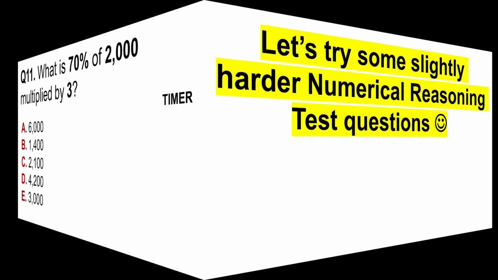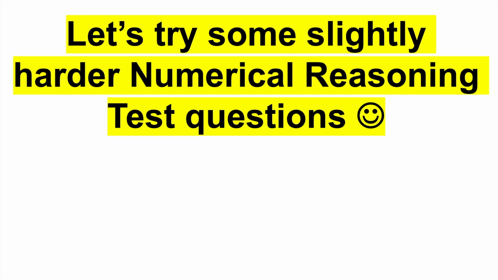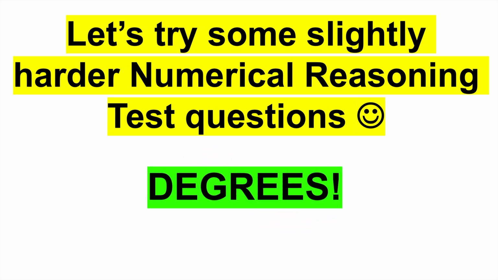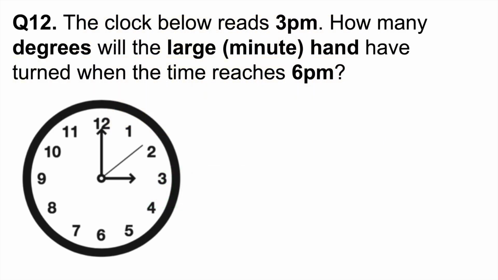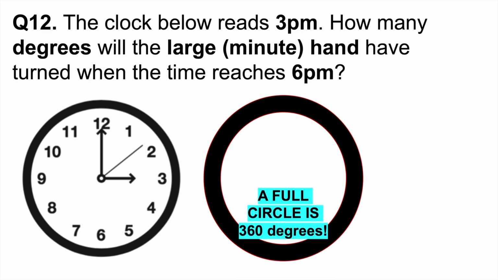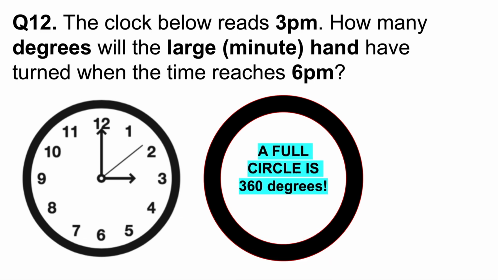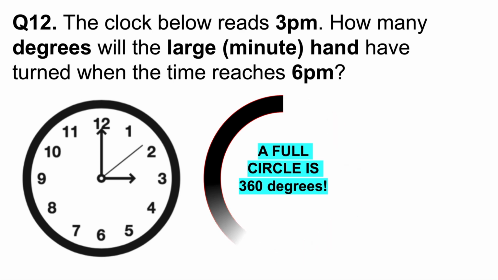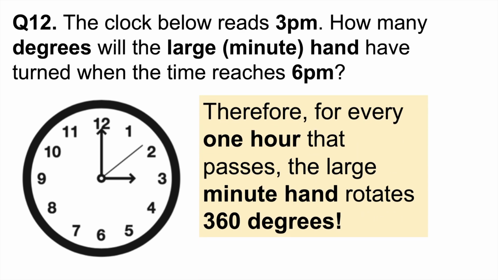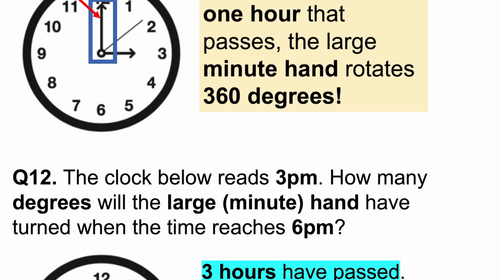Brilliant, well done. Okay, let's now try some slightly harder numerical reasoning test questions, and this time we are going to look at degrees. So question 12, the clock below reads 3 p.m. How many degrees will a large minute hand have turned when the time reaches 6 p.m? So it's important to remember that a full clock circle turn equates to 360 degrees. Therefore, for every 1 hour that passes, the large minute hand, which is that one there, rotates 360 degrees. And that's the large minute hand.